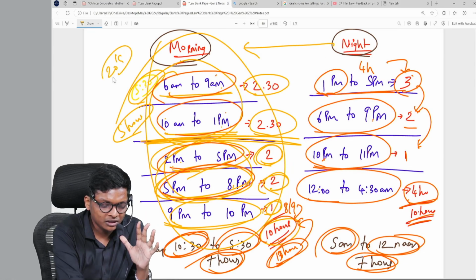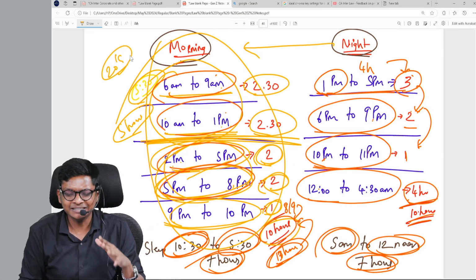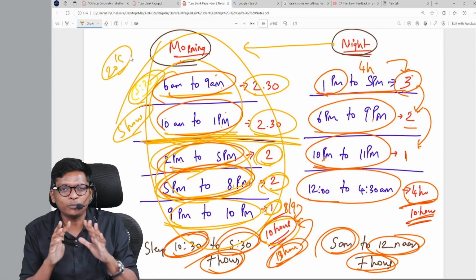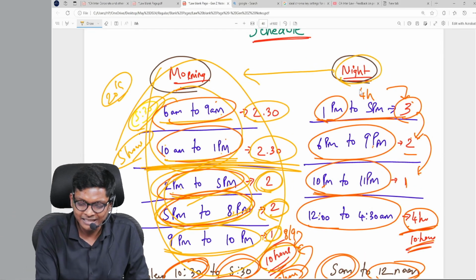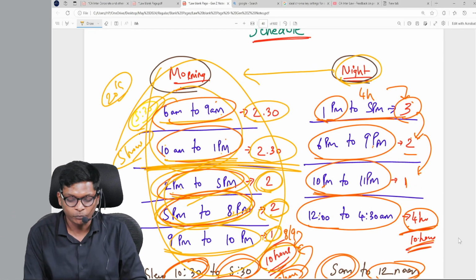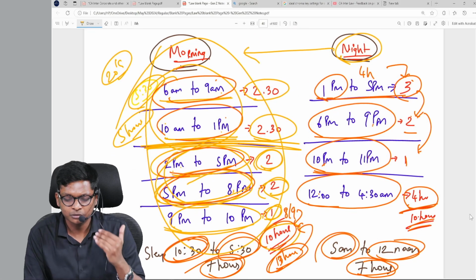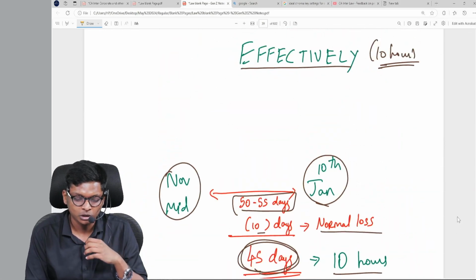Now you all must be in your early 20s or late teens. At this age it's fine. Up to 25, 30, nothing will happen. But later on, if you are awake at night, it is going to have a lot of problems. That is the harsh reality and truth, whether you like it or not.